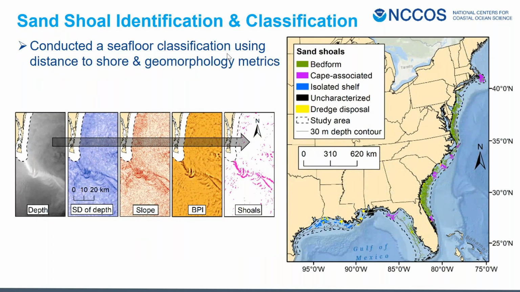So first off, this is the content that is going into the tool. We conducted a classification using distance to shore and some geomorphology metrics. Basically, we're looking for shallow areas plus areas that have a high topographic relief and that have a slope on them. You can see from that classification that we identified sand shoals throughout the Atlantic and Gulf of Mexico.